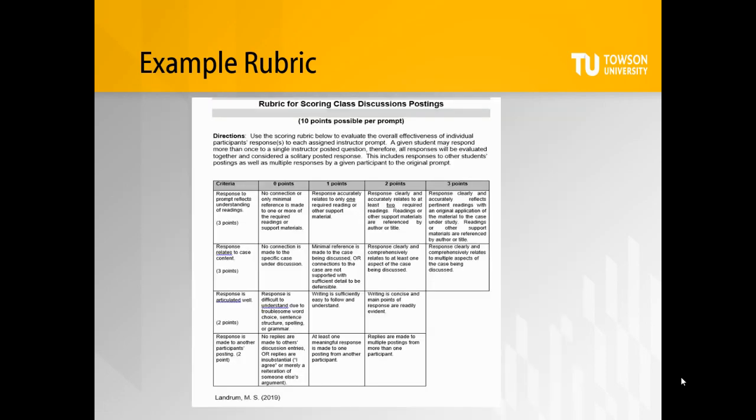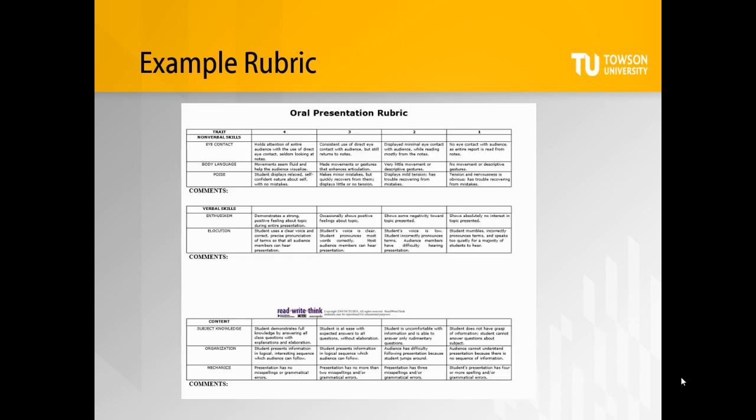This is another example of a grading rubric. This one is for a discussion board posting. This is yet another example of a grading rubric. This one is for an oral presentation.